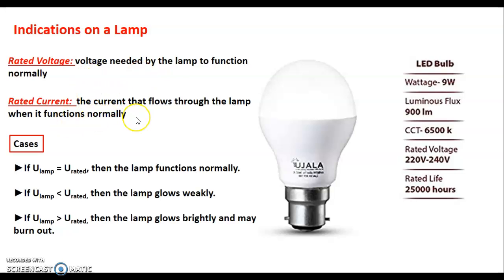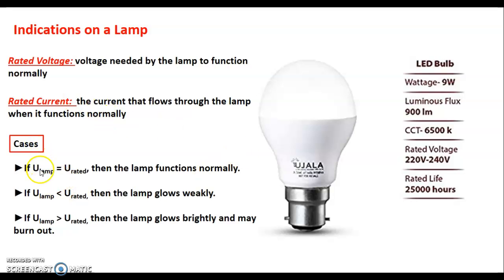And the rated current is the current that flows through the lamp when it functions normally, which means that when the lamp's terminals are under the effect of a voltage equal to the rated voltage, then the current that flows through it is equal to the rated current written on it.